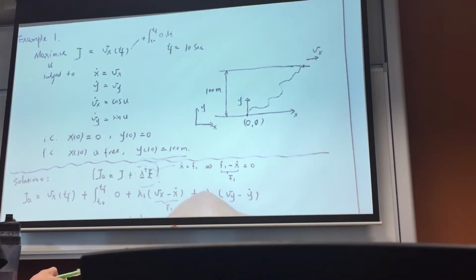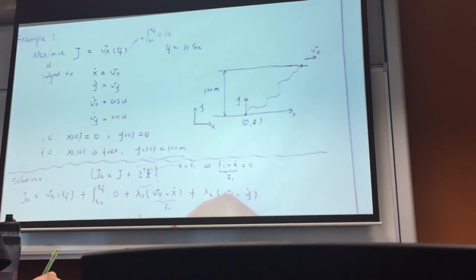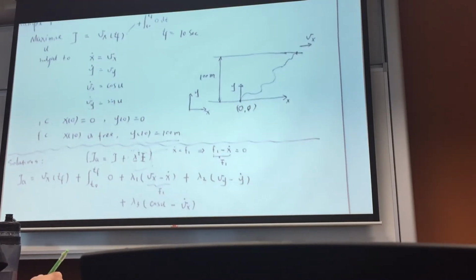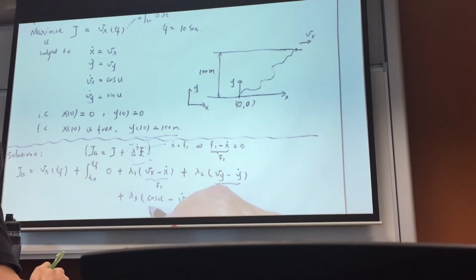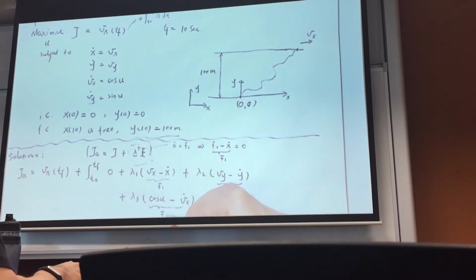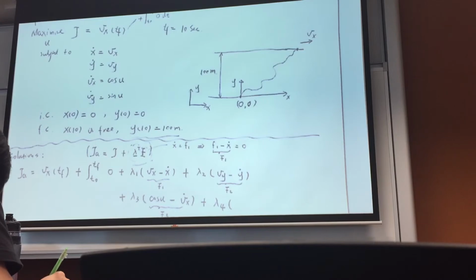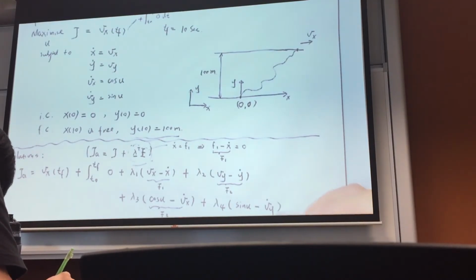Plus lambda 3 with capital F3. The capital F3 is given by cosine u minus Vx dot. Plus lambda 4 multiplied by capital F4, where capital F4 is given by sine u minus Vy dot.